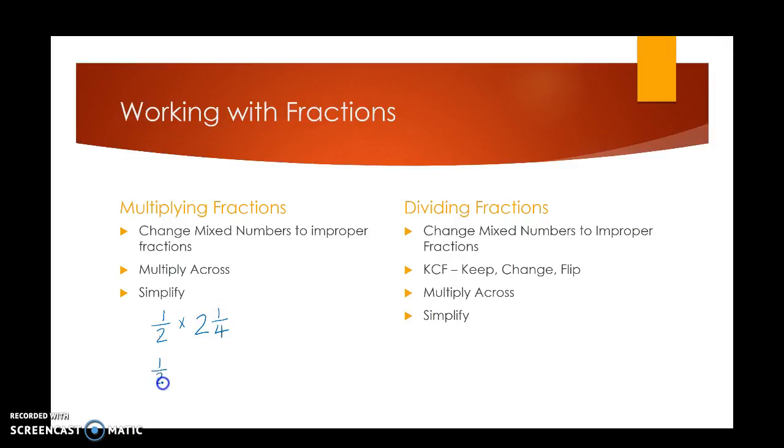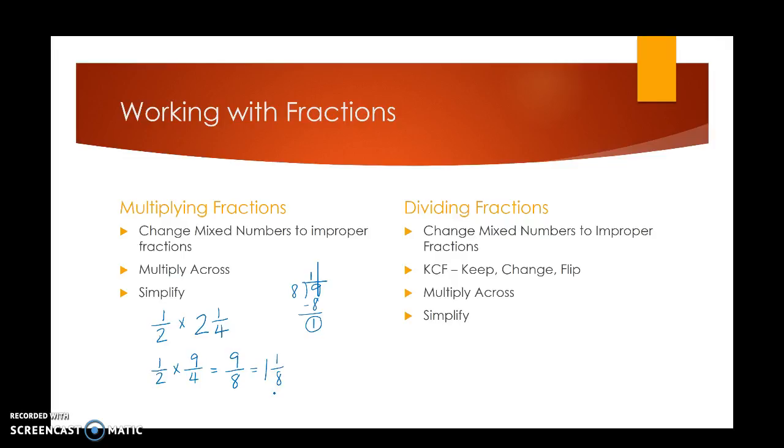So now I have 1/2 times 2 times 4 is 8. 8 plus 1 is 9 over 4. So 1 times 9 is 9. 2 times 4 is 8. So now I have an improper fraction. To change to a mixed number, you have to do TIBO. So 9 divided by 8 goes in one time. 8, remainder of 1. So 1 up top is my whole number, 1 down at the bottom is my numerator, and 8 stays my denominator.